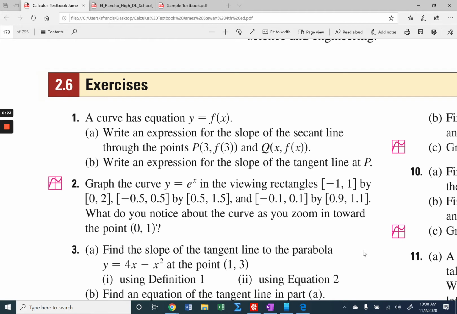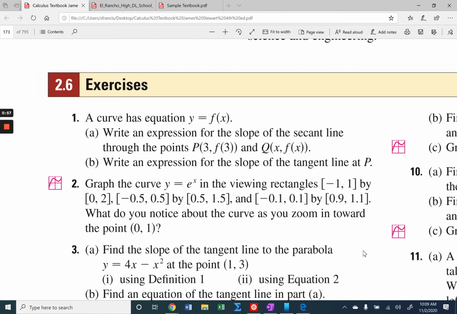The curve has equation y equals f of x, right? An expression for the slope of the secant line through the points P and Q. P is 3 comma f of 3 and Q is x comma f of x. It's the slope of a secant line, ladies and gentlemen. It's just change in y over change in x. So your expression, just subtract the y values, put that in the numerator, subtract the x values, put those in the denominator. That's it. And this is in your notes at the start of this section, because I drew some pictures and I wrote out how to find the slope.